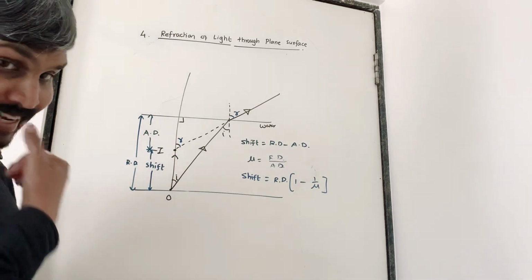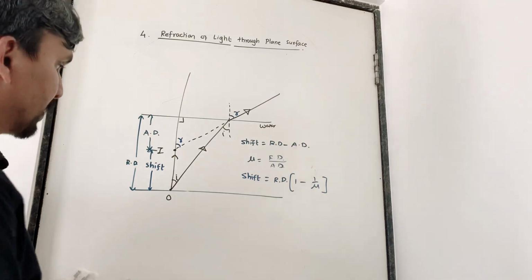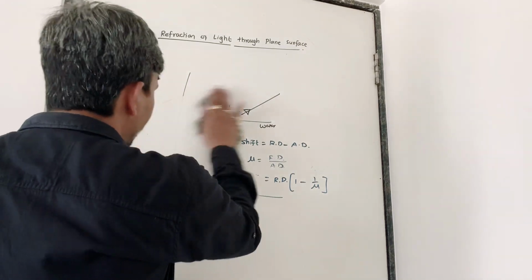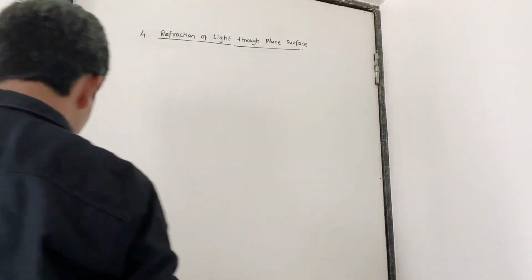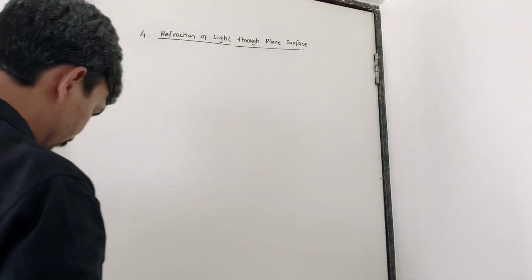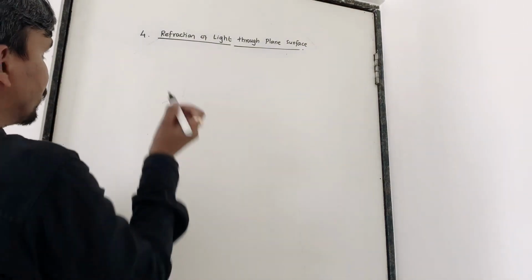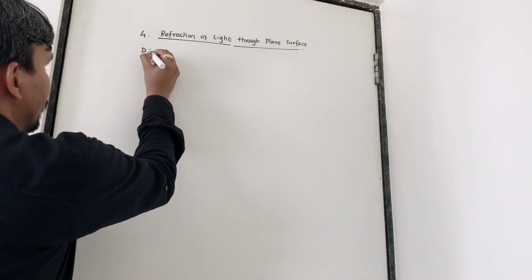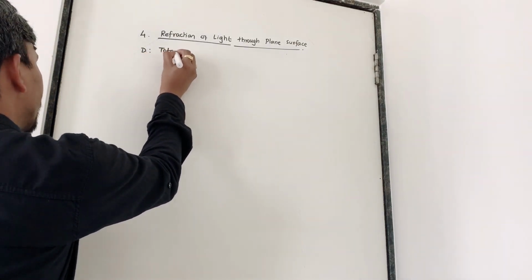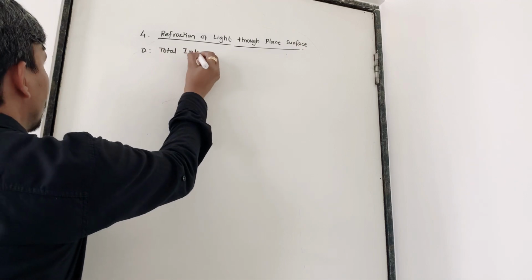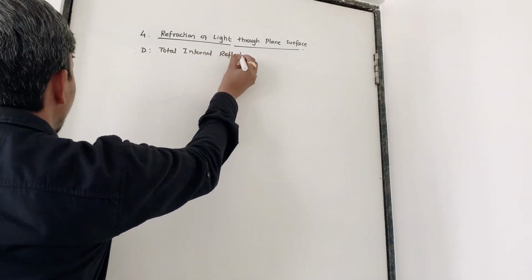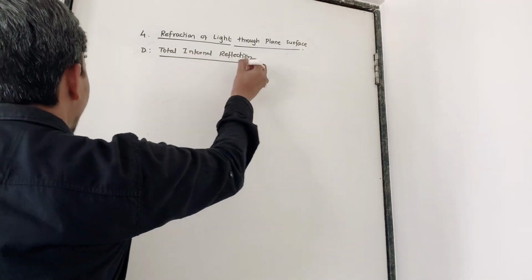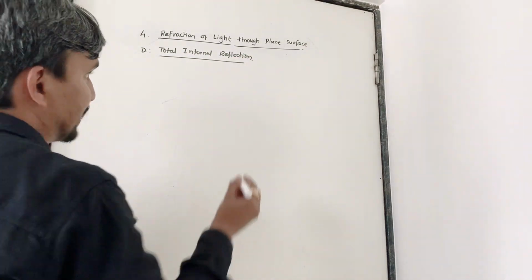Now we'll start with the next part, part D, which is very important. The important term over here is called total internal reflection. I write here, it is part D. Total internal reflection. Now over here it is reflection, not refraction. It is called TIR.